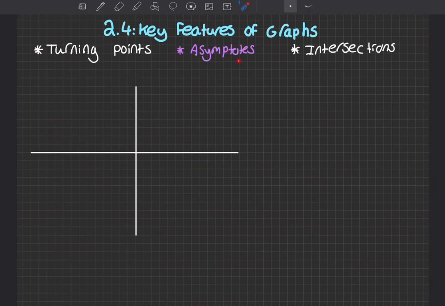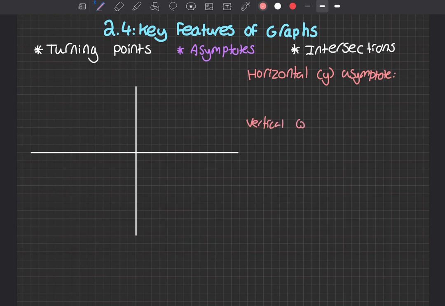Okay, your second key feature of a graph are asymptotes. And asymptotes are essentially invisible lines which your graph will come very, very close to touching, but it will never actually touch it. And what does that mean? Well, first we'll specify that there's two types of asymptotes. There's a horizontal, which is your y asymptote, and there's a vertical, or your x asymptote.